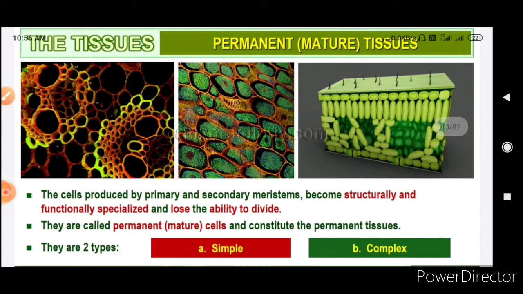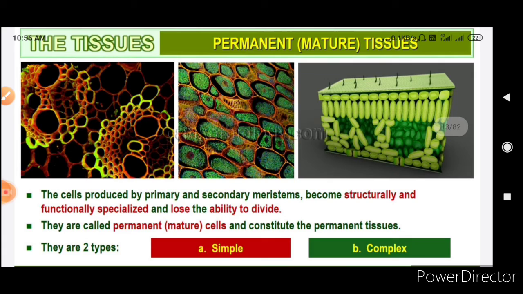Now we come to the tissues, that is the permanent or mature tissue. The cells produced by primary and secondary meristem become structurally and functionally specialized and lose the ability to divide. Now they become permanent tissue. These are called permanent or mature cells and constitute the permanent tissue. And these permanent tissues are of two types, that is simple and complex.